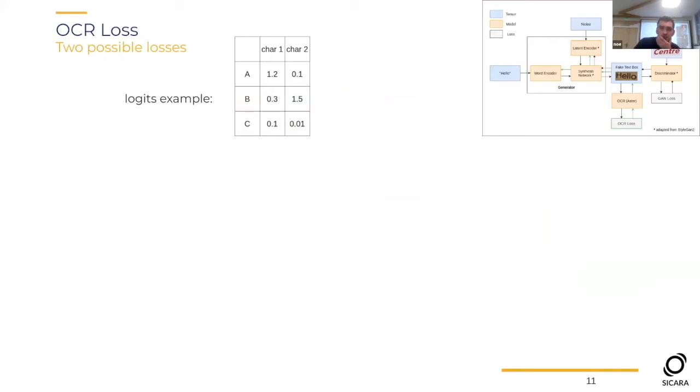We're now going to talk about the losses. First, the OCR loss. The OCR's output is called logits, which is a 2D array where the first dimension represents the characters found in the text box, and the second dimension is a score for each possible character, representing how likely it is to be this character.